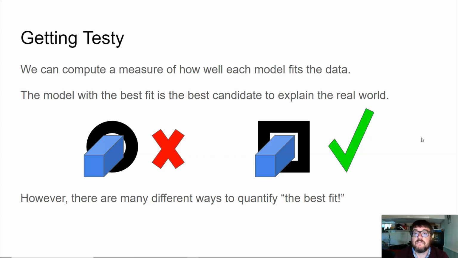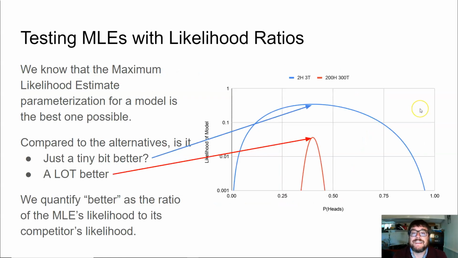So that's a nice visual metaphor, but it turns out that there are actually lots and lots of different ways we can quantify the best fit. And of course we want to quantify things because this is statistics and we work with numbers. So the quantification that we are going to talk about next, and it's a pretty useful one, is the likelihood ratio. We've talked about likelihoods already a couple times in this class.